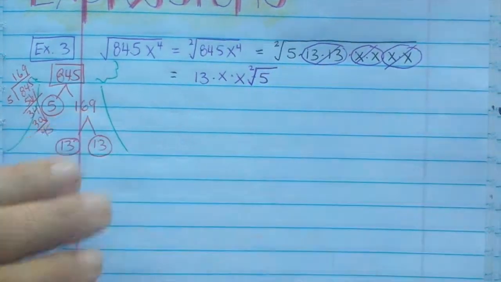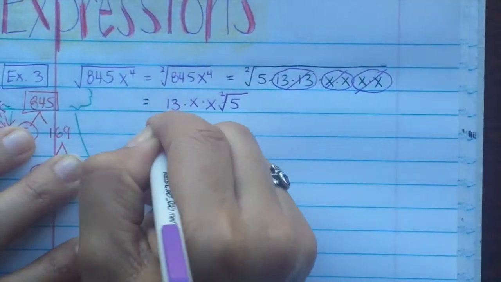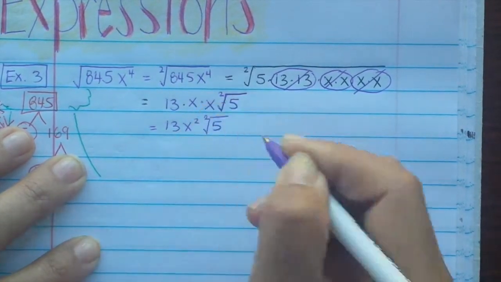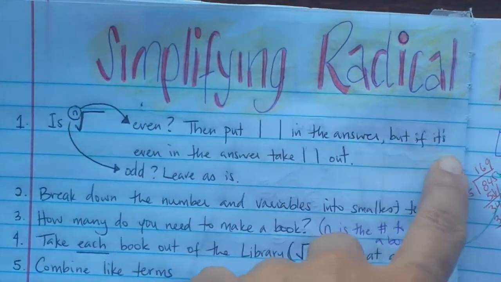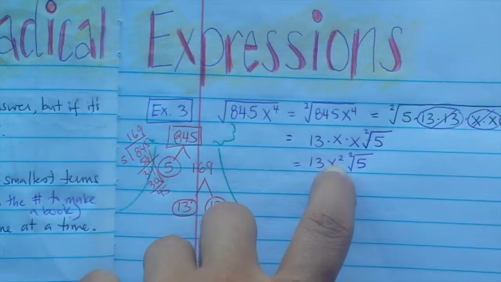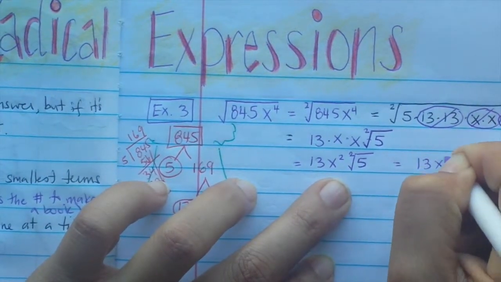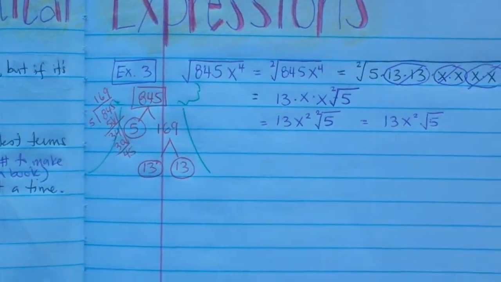Alright, so then combine like terms outside. So it's going to be 13x squared square root of 5. Then again, remember to check that n. Was the n even? Yes. Then you need absolute value of the answer, but not if it's even outside. So it's even outside, so I don't need absolute value. Again, if it's even outside, it's x to the second power. It's even outside, I don't need it. If it wasn't even, I would need absolute value.